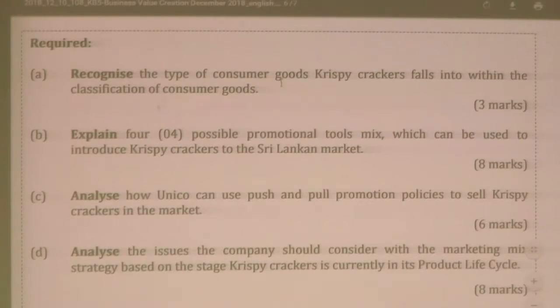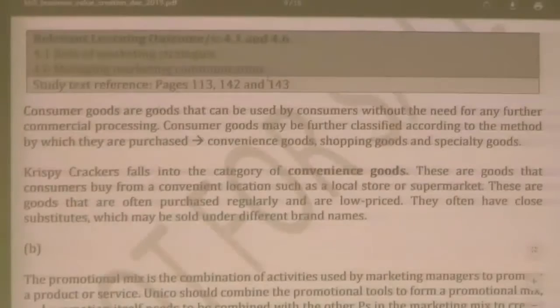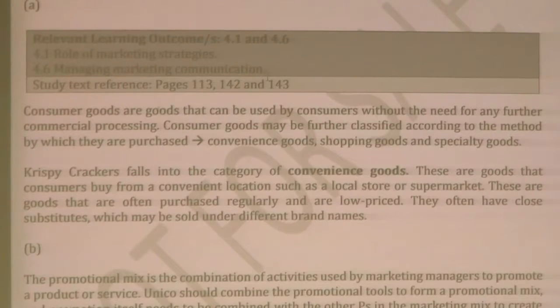A. Recognize the type of consumer goods. Crispy crackers fall within the classification of consumer goods. If I just go through the answer: consumer goods are goods that can be used by consumers without the need of any further commercial processing. Consumer goods may be further classified according to the method by which they are purchased: convenience, shopping, specialty goods. Crispy crackers fall into the category of convenience. These are goods that consumers buy from a convenient location, such as a local store or supermarket. These goods are often purchased regularly and at low price. They often have close substitutes and are sold under different brand names.